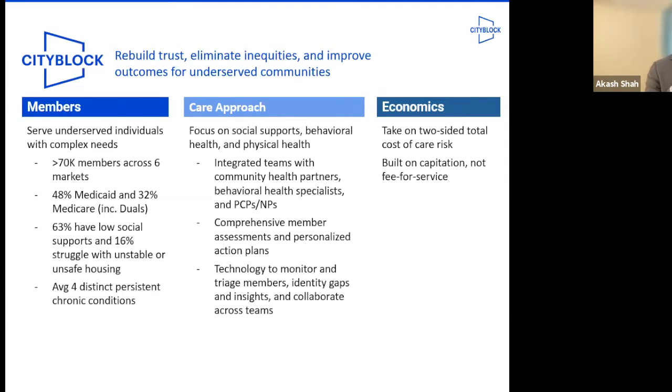From a business model perspective, we take on 2-sided total cost of care risk. That means that if we can improve health and reduce unavoidable expenditures, we can share in savings. If we are above that target, we will pay back. We take that high risk, high reward approach, and we are built on capitation. We're not a traditional provider who's transitioning necessarily from fee-for-service to capitation, but we have been purpose built to operate in the capitated world with economic incentives focused on outcomes and health.